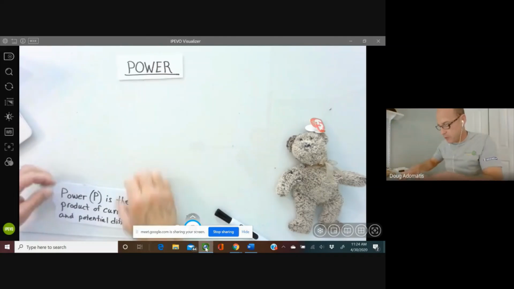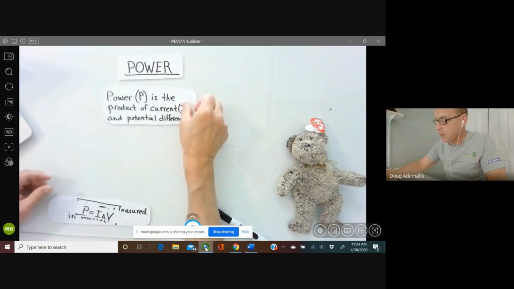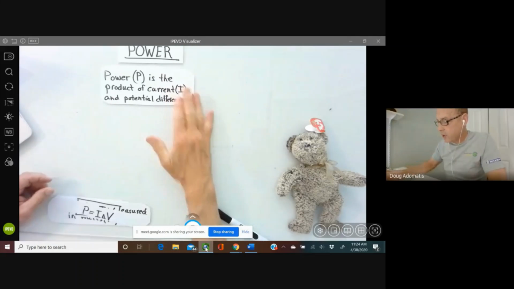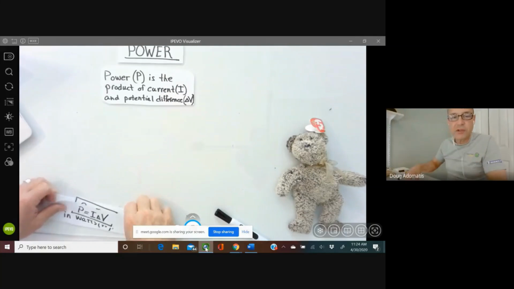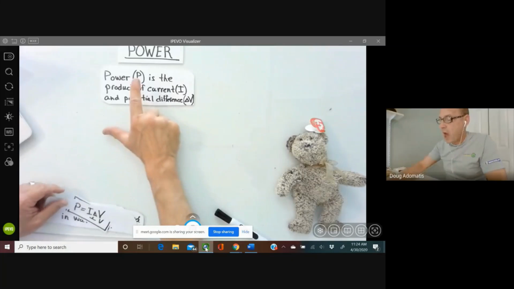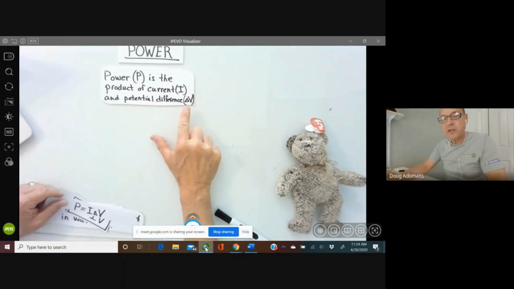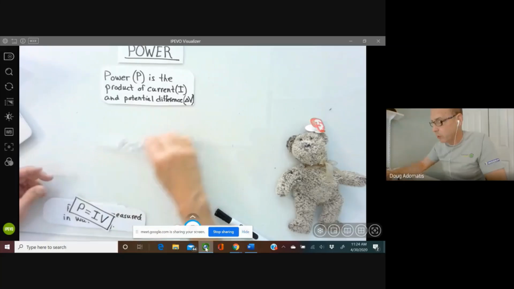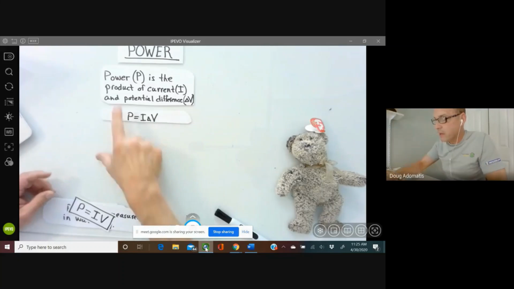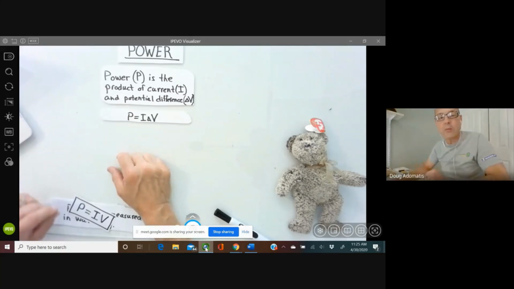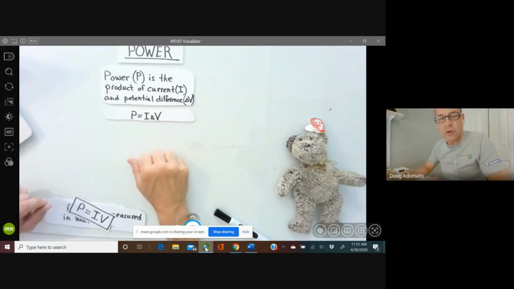Power now is something different. Power is the product of current and potential difference. So power, P, current we know is I, and potential difference, we have used the letter V before. Here I've written it delta V because that's what it says in your book, right? So when I say product, I literally mean the mathematical product of those two quantities.